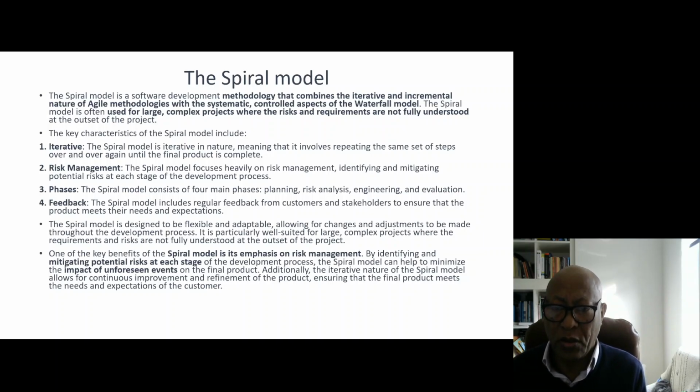But if you don't, in these cases you might not have one, because these systems are designed for projects where risks and requirements are not fully understood. So you need to create mitigating measures. So the phases: the spiral model consists of four main phases: planning, risk analysis, engineering, and evaluation. In the planning, you look at the planning. Then risk analysis comes in.